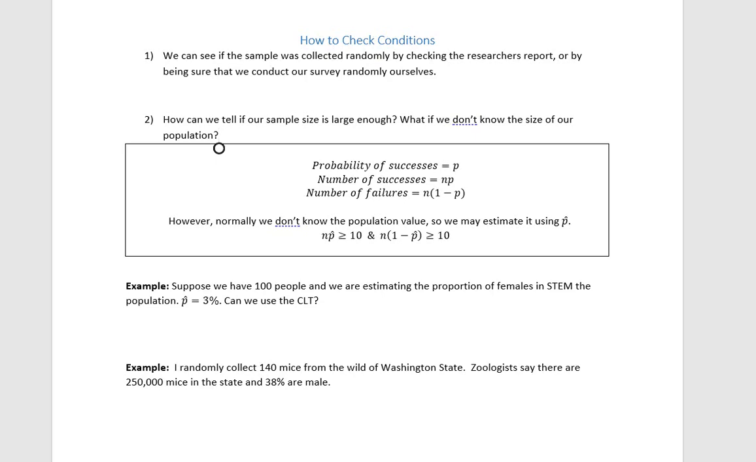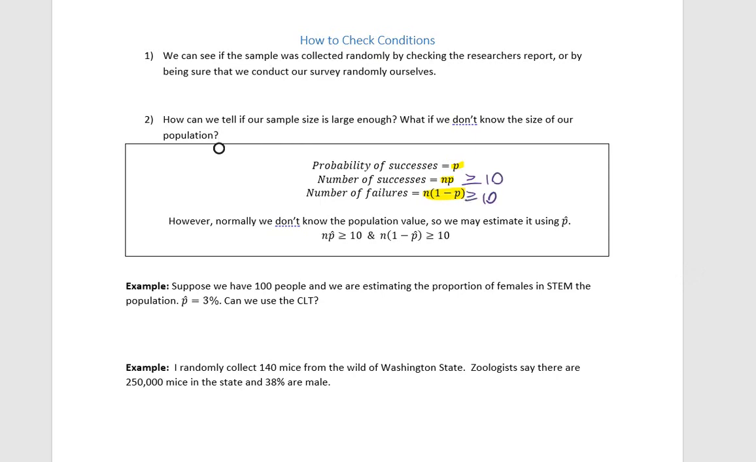Okay, so we can tell our sample size is going to be large enough by looking at how many successes we're expecting. Okay, and after we look at the percentage of successes we're expecting, we're going to take that and multiply it by the size of our sample. That's going to give us the number of successes. Then we're going to look at the number of failures and multiply that by the size of our sample. Now we want those to both be greater than or equal to 10 at least.